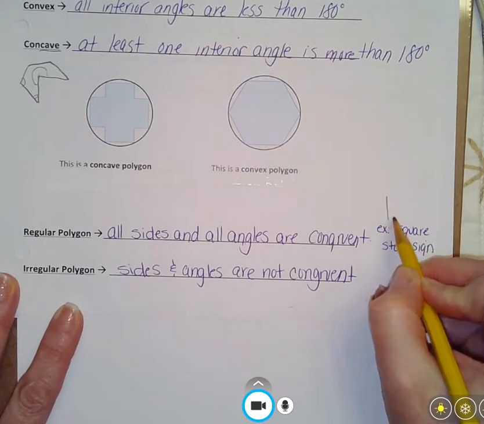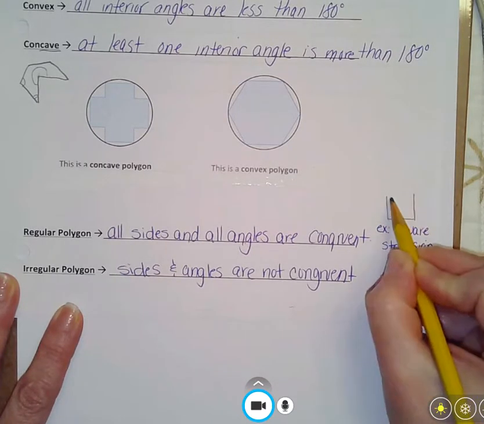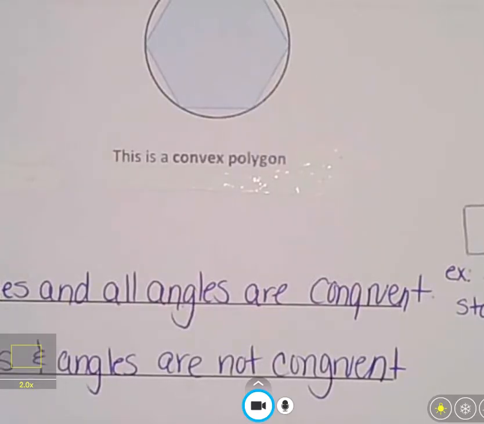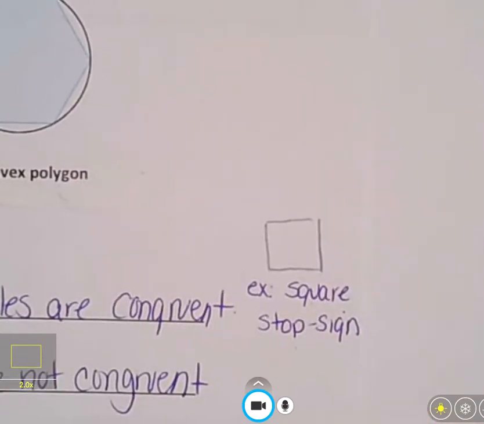So I'm going to draw the square right here. And this is how we can show that we have a regular polygon. So I draw a square.